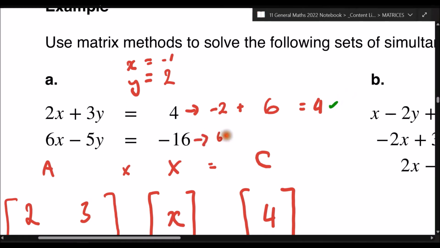Okay, let's try the other equation. 6 times x, which is negative 1, minus 5 times 2 is equal to negative 16. Let's evaluate that. 6 times negative 1 gives you negative 6, and negative 5 times 2 gives you negative 10. So negative 6 minus 10 is definitely negative 16. So we got it right. x is negative 1, y is 2.